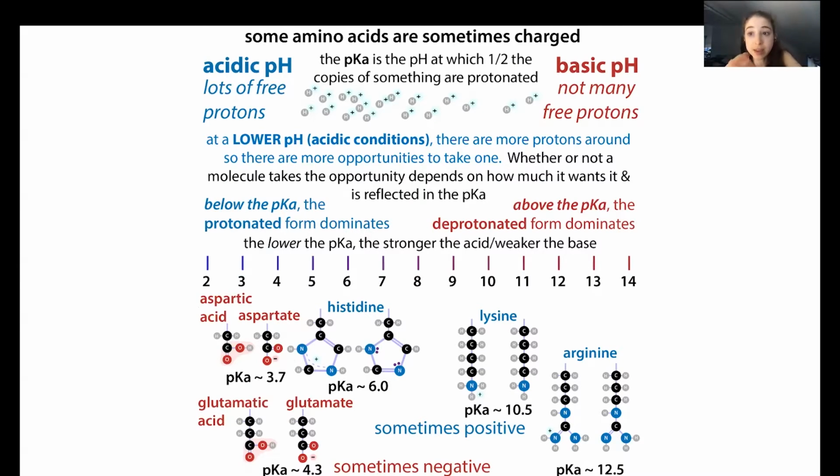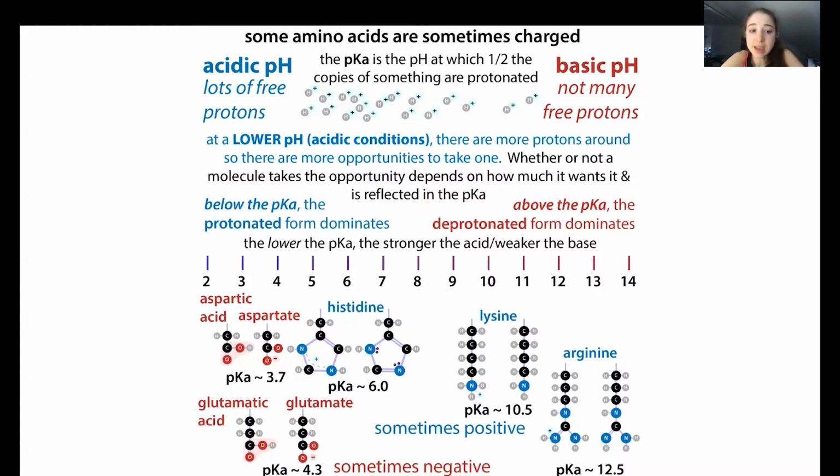So above the pKa, there are fewer protons available, so it's less likely to be protonated, and you're more likely to see it be negative. Below the pKa, you have more protons available, and so it's more likely to be protonated. And remember, the protonated form is the neutral form.